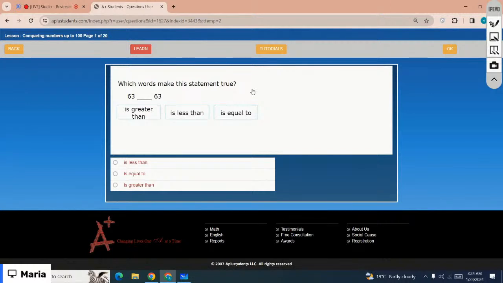Which words make the statement true? 63 and 63. Which is the correct option? The correct option is they both are exactly equal. 63 is equal to 63. The correct option is equal. Got it?